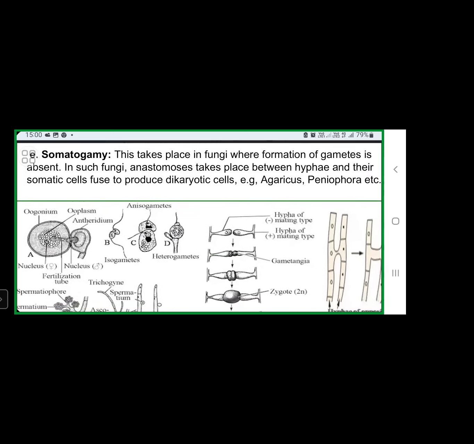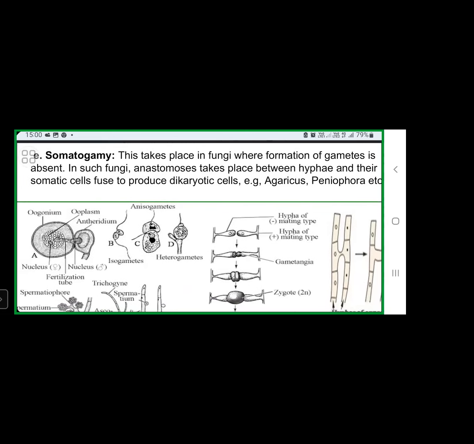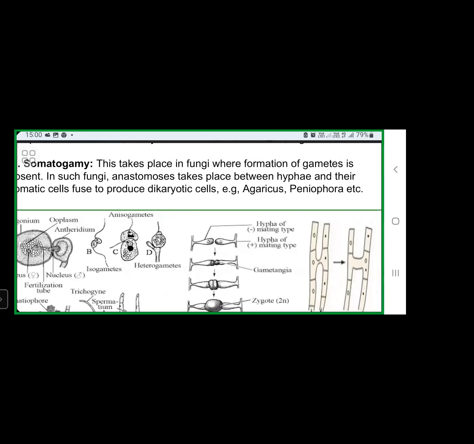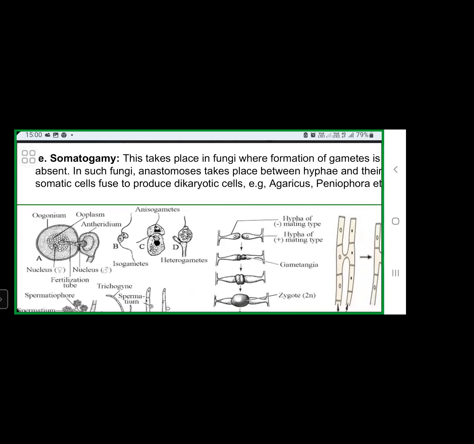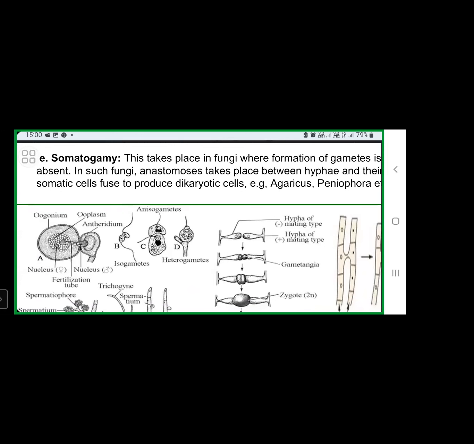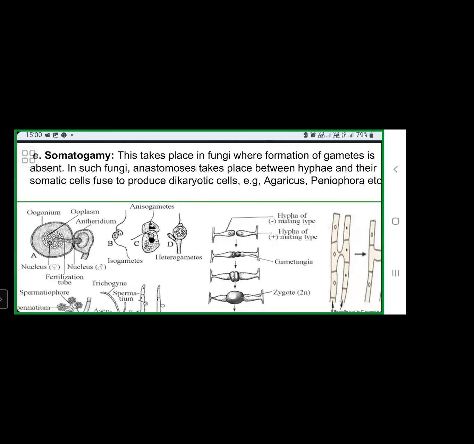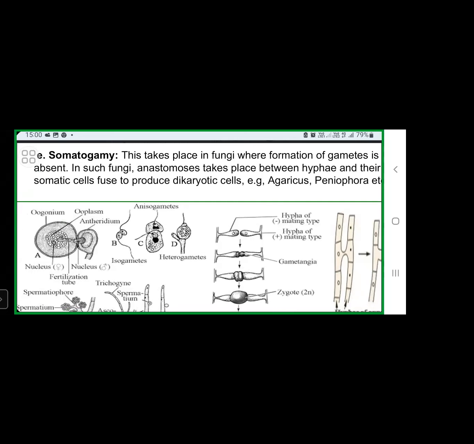Next, the last one. Actually, this kind of reproduction takes place where the formation of gametes is absent. In some fungi, gamete formation will not take place. In such fungal members where gamete formation is absent, this somatogamy type of sexual reproduction will take place. So, two fungal hyphae belonging to two different strains, their somatic cells will fuse with each other. As a result, their cell contents will mix with each other.